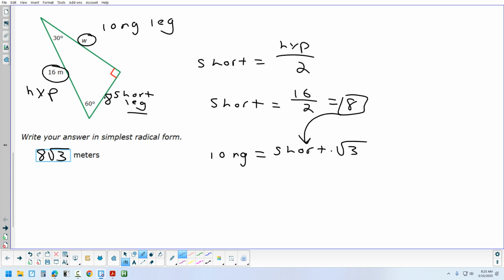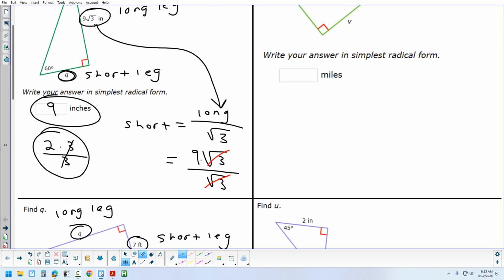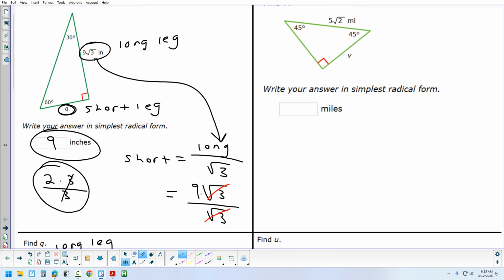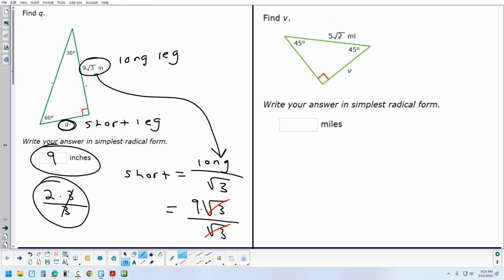So there are some problems where you may not be able to find the side they want you to find right away. You might have to find another side first, and then you can find the side they want. So that's kind of annoying because then you got to do 2 things. But the 30, 60, 90, these are the harder ones because you have 3 sides that are all different. In the 45, 45, 90, a little bit easier because you have 2 sides that are the same and only 1 side different. Okay, so there's not as many formulas.